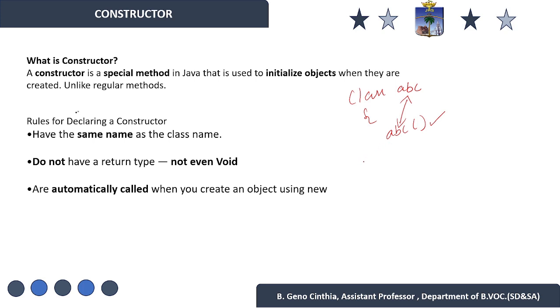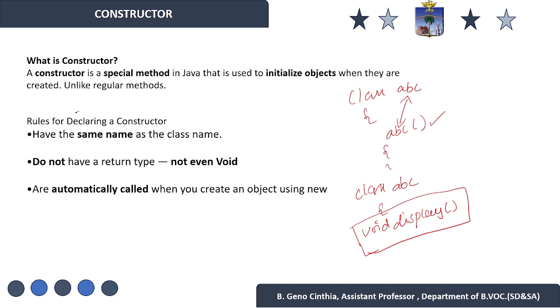The second rule is it should not have a return type, not even void. Normally in methods, what we declare, let us have ABC. Display is the method. The rule for declaring a method is it should have a return type, void display. This is the syntax for declaring a method. But in a constructor, it should not have any return type. A block of code will be executed here. The third rule is that constructors are automatically called when you create an object using new.